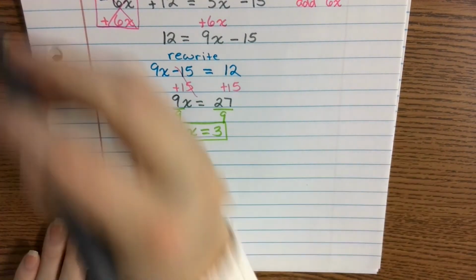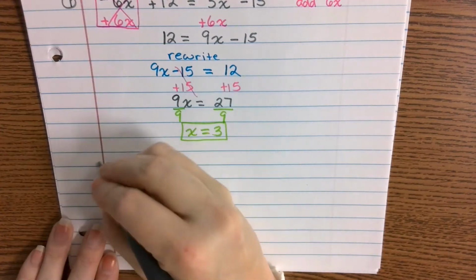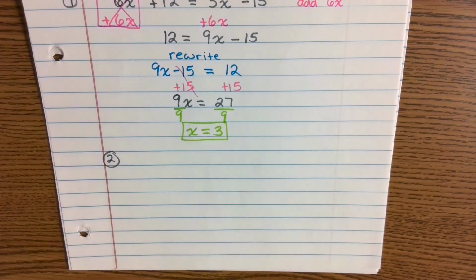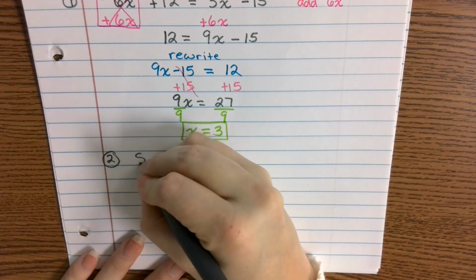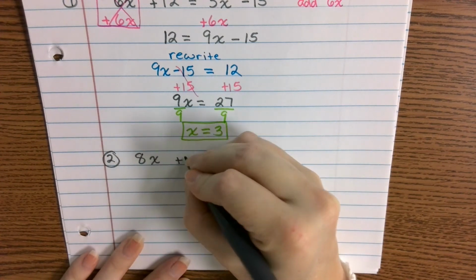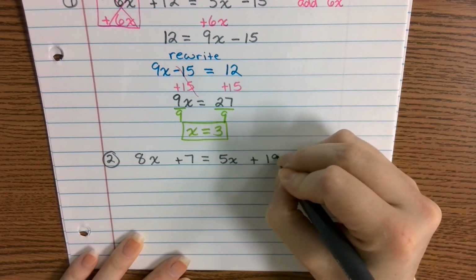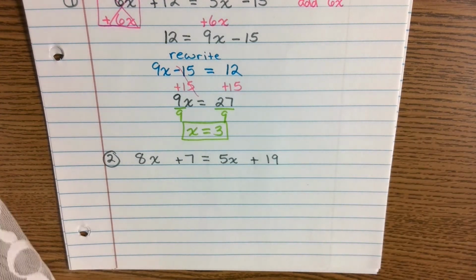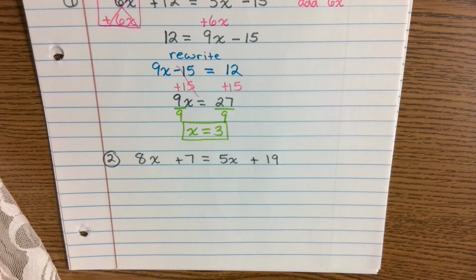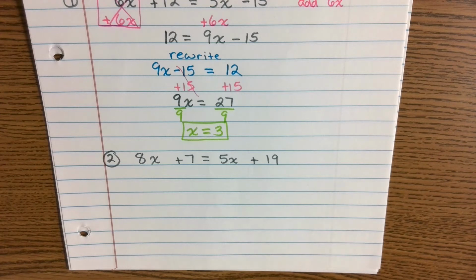Okay? So that was the first question. Let's go ahead and have you try this one on your own. 8x plus 7 is equal to 5x plus 19. Go ahead and work that one out by yourself, and then we'll go over it together. All right, so the answer is 4. Let's go ahead and go over it.